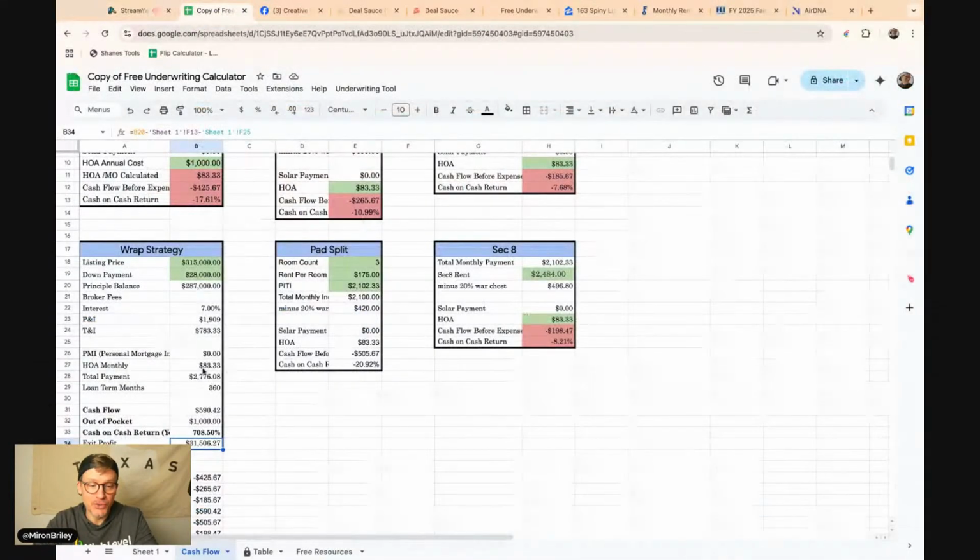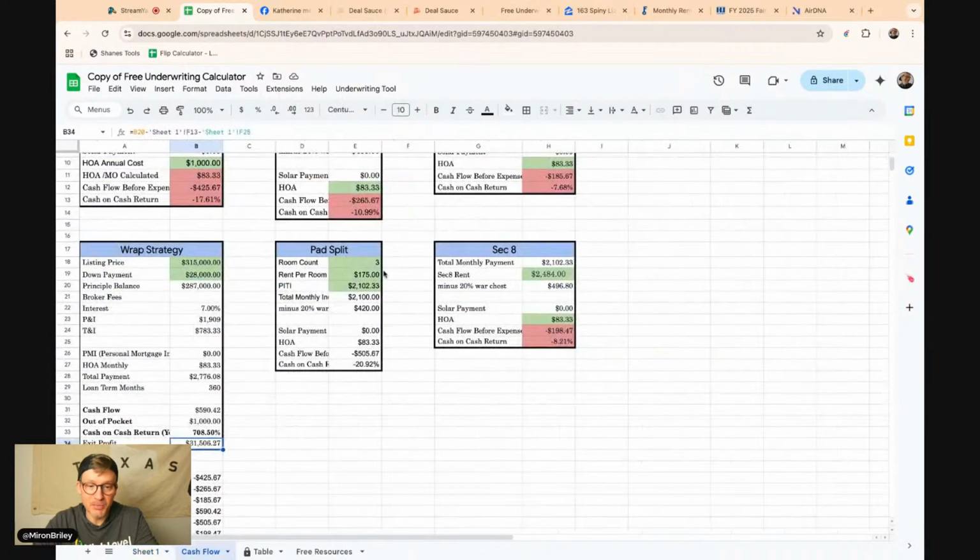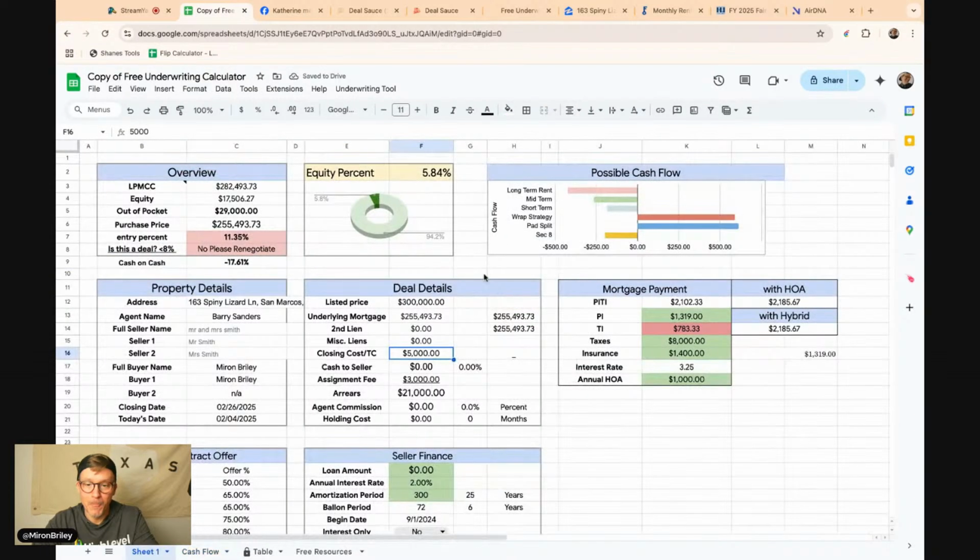So let's go back. The only way I would do this deal is if I had a wrap buyer ready to go. But let's look. I didn't do pad split. Let me just go back to pad split and make it like a 5-bedroom. I don't even know. Okay. So long-term rent does not make money. Mid-term rent does not make money. Short-term rent does not make money. Wrap could make money. Pad split, I wouldn't do pad split because there's an HOA.